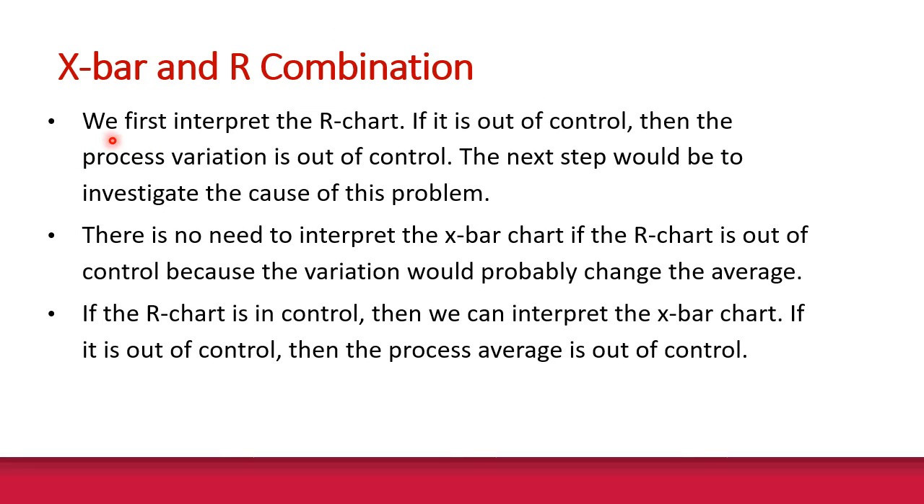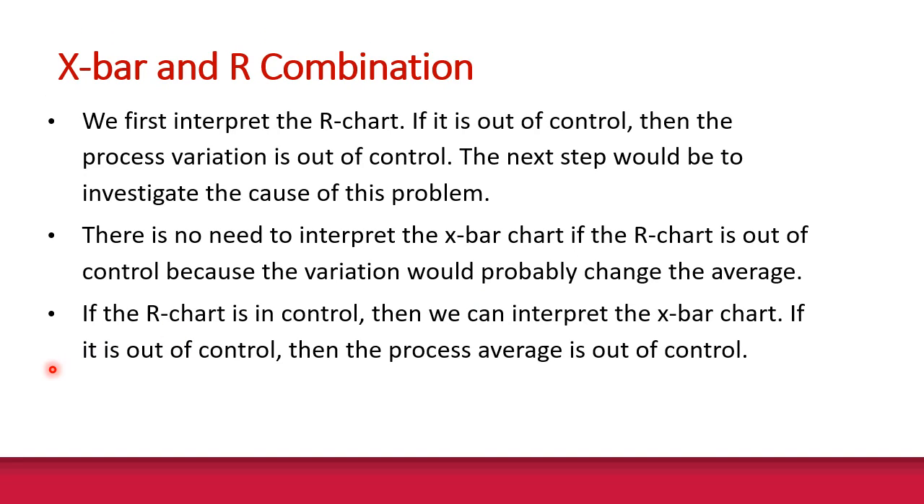Well, the first thing we look at is the R chart, the range chart, because if it's out of control, then the process variation is out of control. The next step would be to investigate the cause of this problem, because if the R chart's out of control, you can stop there. Your process is out of control, and you have to go back and figure out what the cause is. We can use a cause and effect diagram, a fishbone diagram, and the basic tools from the last module.